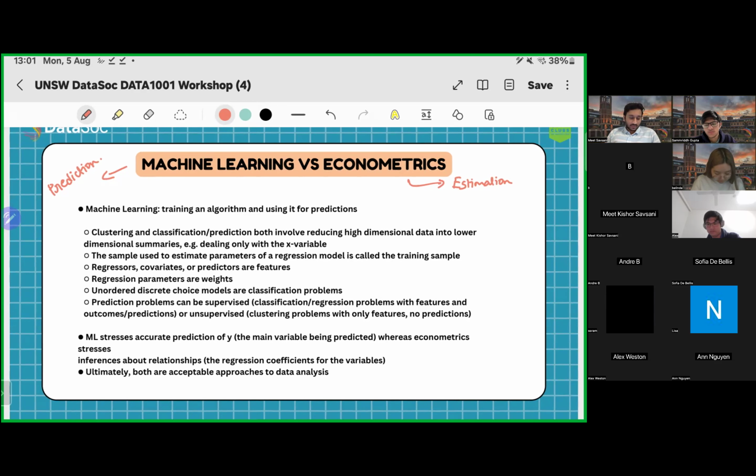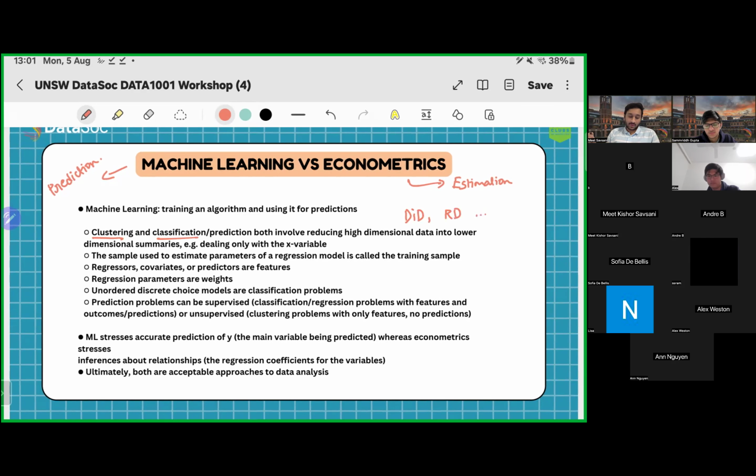So in machine learning, there are algorithms like clustering and classification. But in econometrics, you have methods like DID, regression discontinuity, and many more. The main point is ML stresses accurate prediction of Y, whereas econometrics stresses inferences about relationships. But both of these are very heavily used in data analysis and both have their different applications.